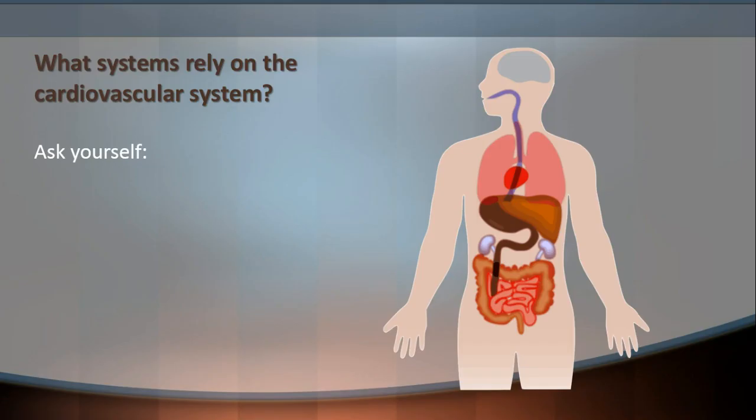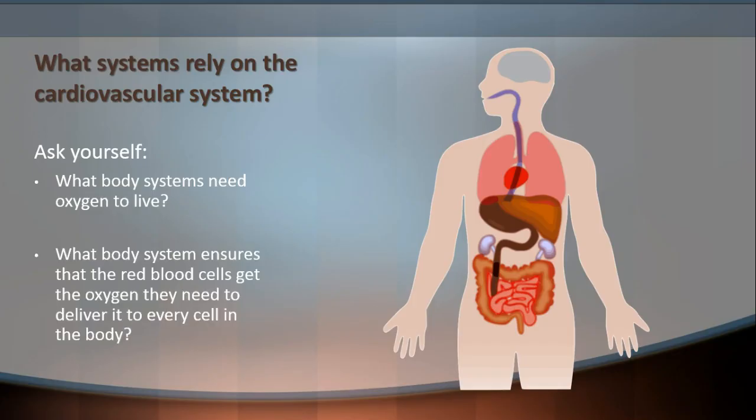So when you think about what systems rely on the cardiovascular system, it's important to understand what body systems need oxygen to live. Well, when you think about that, every body system needs oxygen to live. So every body system, every single cell, over 1 trillion of them, rely on your cardiovascular system for oxygen and nutrients and water. So what body system ensures that the red blood cells get the oxygen they need to deliver to every cell? The cardiovascular system works closely with the respiratory system, because the respiratory system gets oxygen into the blood.